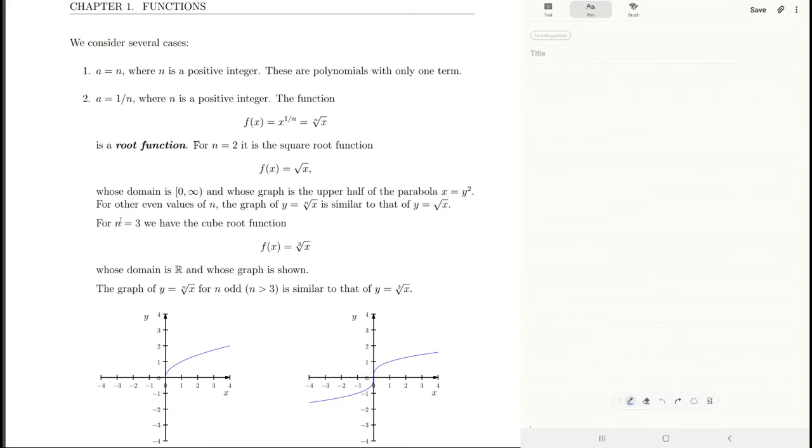Now for n equal to 3, then we have the cube root function. So the cube root of x, and the domain of the function is all real numbers.